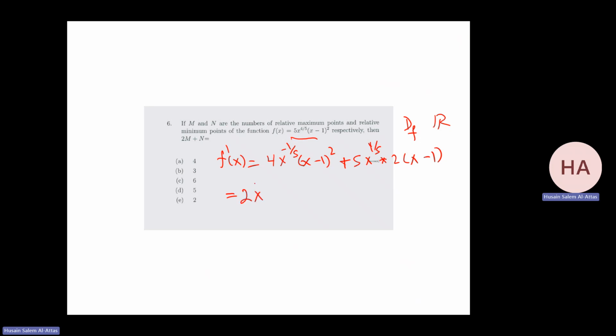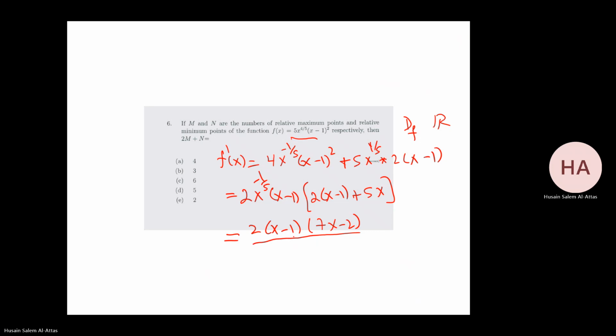So I can take 2 common factor, x minus 1 over 5. What's the remaining? Oh, don't forget x minus 1. Also, I can take it as a common factor. So the remaining is what? 2 times x minus 1, plus 5x. Okay, that will be 2x minus 2 plus 5x, 7x minus 2 over x to the power 1 over 5. Okay, critical numbers. F prime equals 0. So you have x equal 1 or x equal 2 over 7.